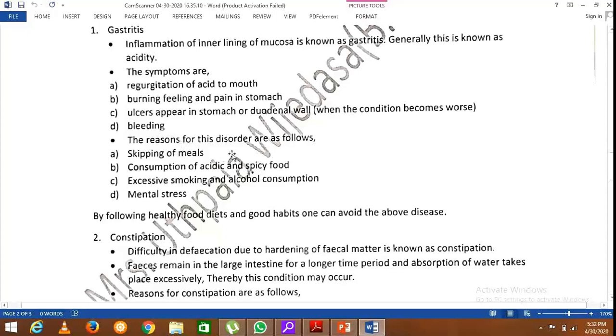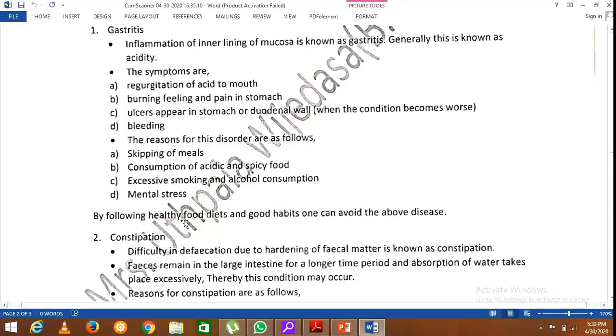The reasons for this disorder are skipping of meals, when you don't take your meals on time, and if you consume acidic and spicy food frequently. Then excessive smoking and consumption of alcohol will also lead to this condition, and mental stress. Sometimes when you are under stress, you come up with the condition gastritis. Therefore, you should have good mental health as well.